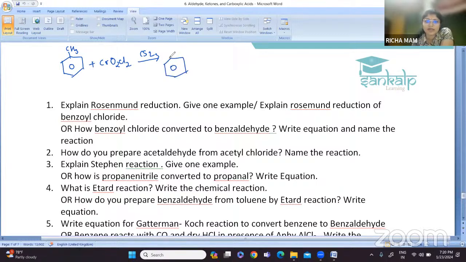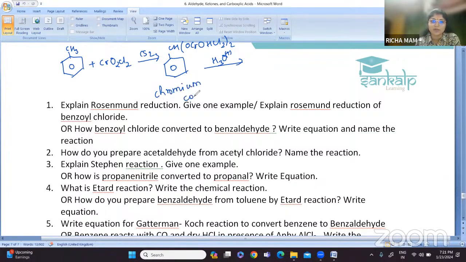It gives you a chromium complex, that is CH(OCrOHCl2)2. This chromium complex further undergoes acid hydrolysis. So the intermediate formed is a chromium complex. Okay, so what is happening here?